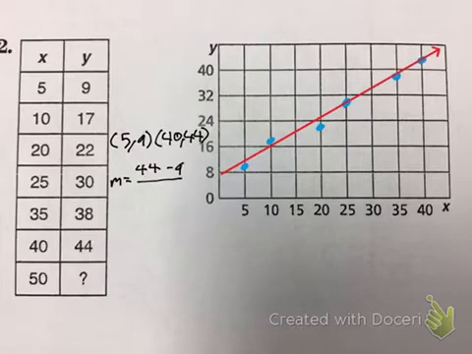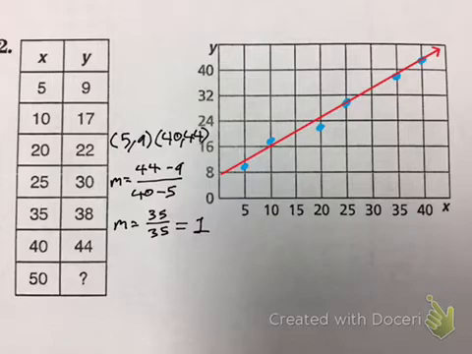44 minus 9 over 40 minus 5. That gives me 35 over 35, which gives me a nice slope of 1.